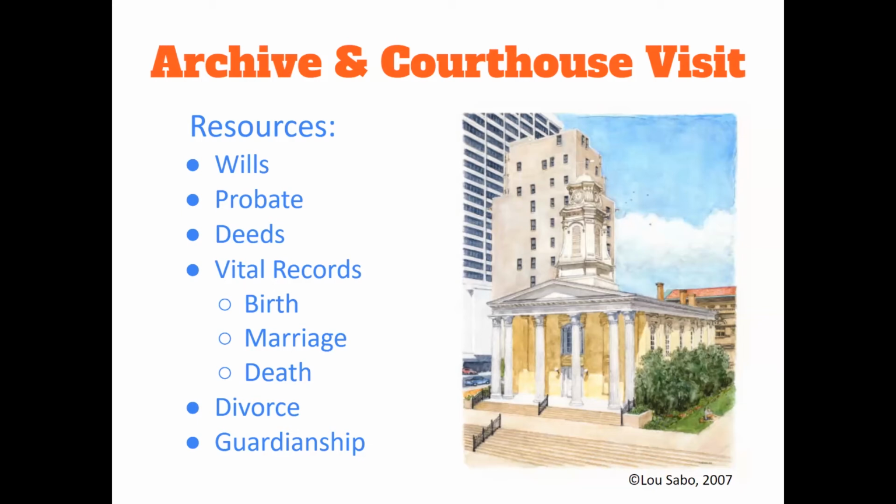So archives, county archives, university archives, county courthouses are great places to find things like wills, probate records, deeds, vital records, divorce records, guardianships, all kinds of records that provide a lot of information about your ancestors' lives can be found in original form in a big old record book in an archive or a courthouse. So good to keep those in mind when you're trying to do research that it may not be online. You may need to go to the source.